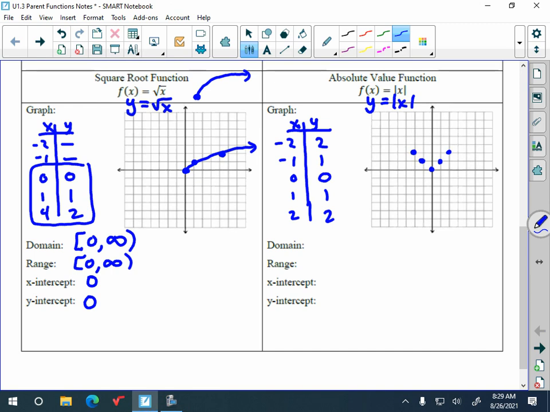So this is similar to the quadratic, but it has the shape of a V. So that's two rays that are straight lines. It comes to a V, a point, instead of a U. So the shape that we want to think of for absolute value, think of the V for absolute value.